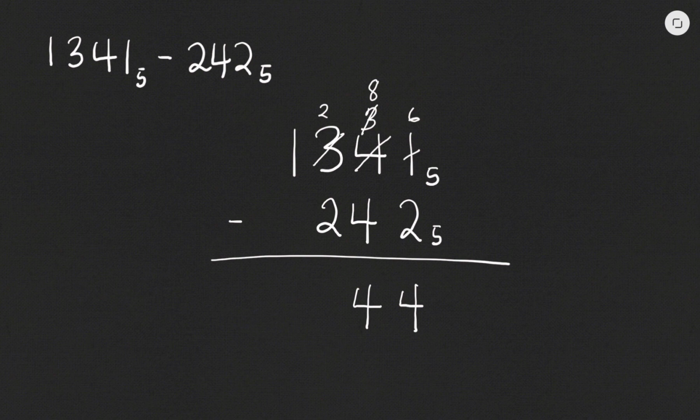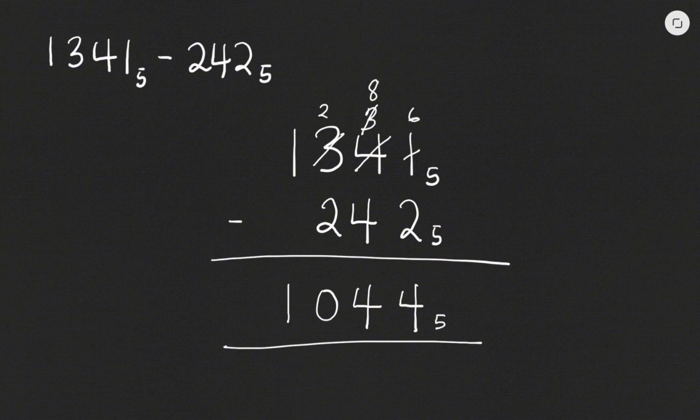So I am left with 2 over here. So 2 minus 2, that will give me 0. And then I maintain the 1 over here, and that becomes my final answer. So if I subtract 242 from 1341, and they are all in base 5, I will get 1044 base 5 as my answer.